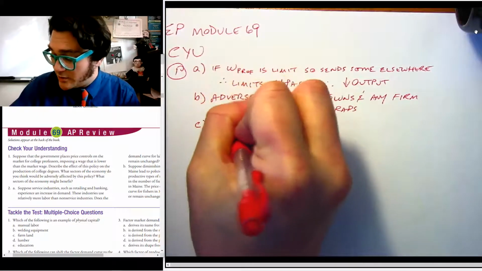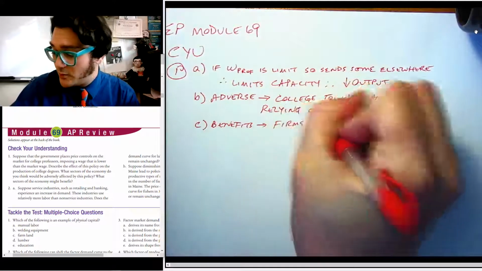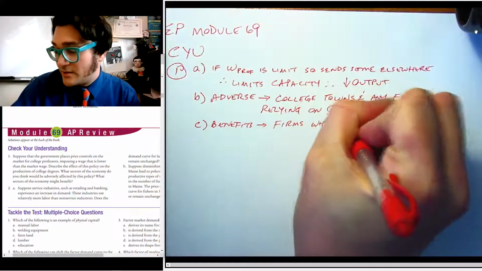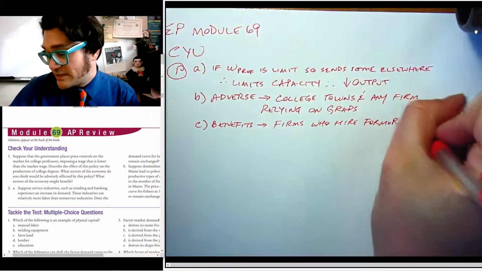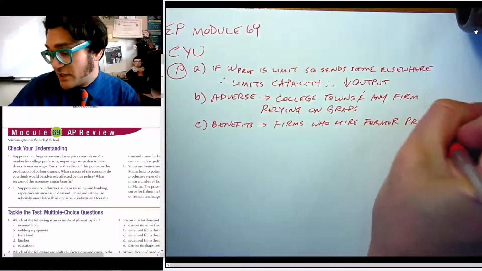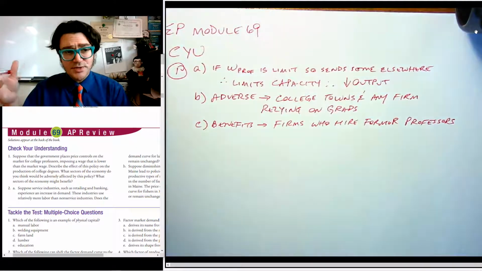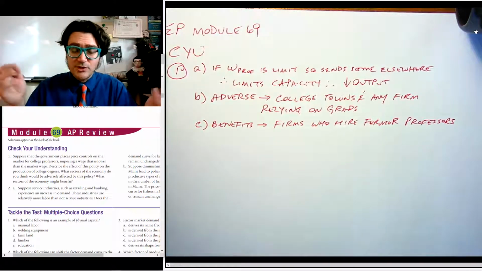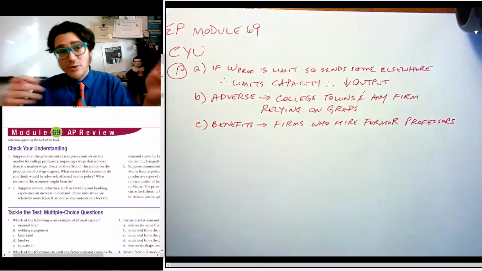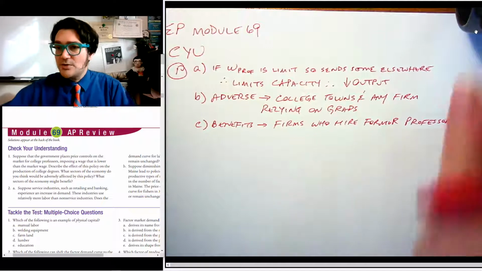Benefits: it would benefit the firms who hire former professors. The professors who left their jobs are going to take jobs somewhere else, probably in the private sector. And in those circumstances, the private sector wouldn't have to pay them as much. They could say, well, we're paying you better than the wage limit that you would receive at the college, so you're doing okay.